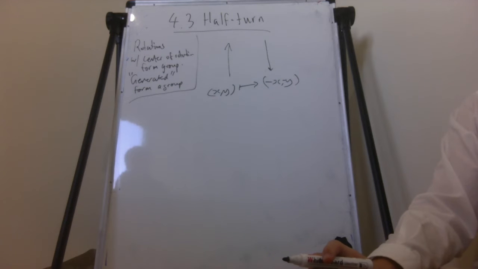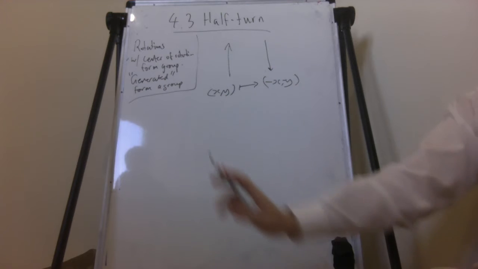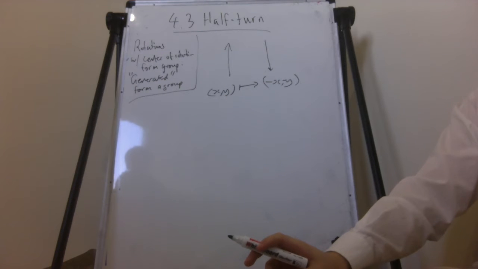Wait, the center of the half turn. So this is about the origin, I guess. So that's important. Otherwise, it's not just that formula. So that's a rotation at the origin.